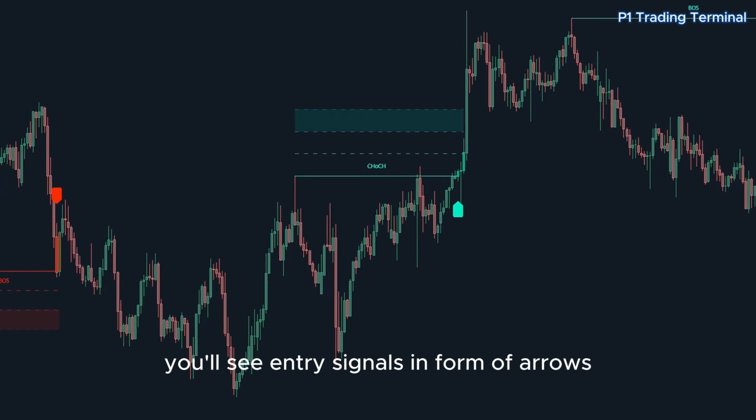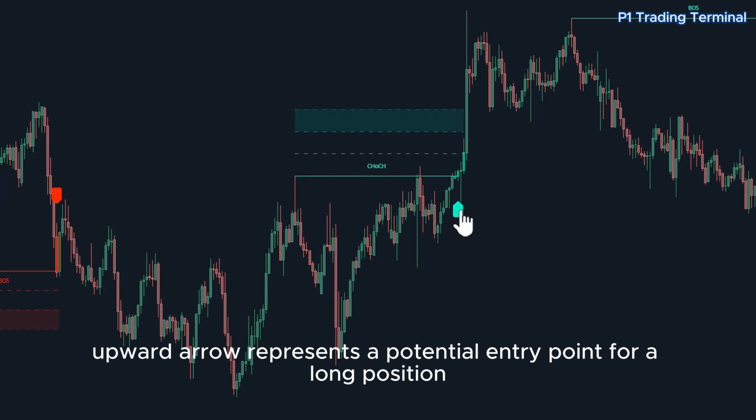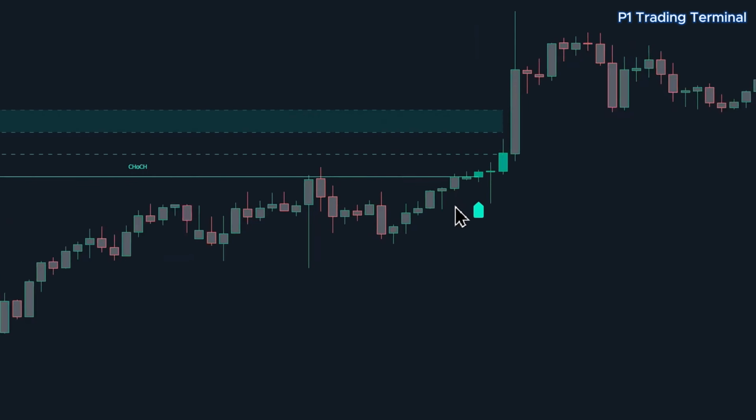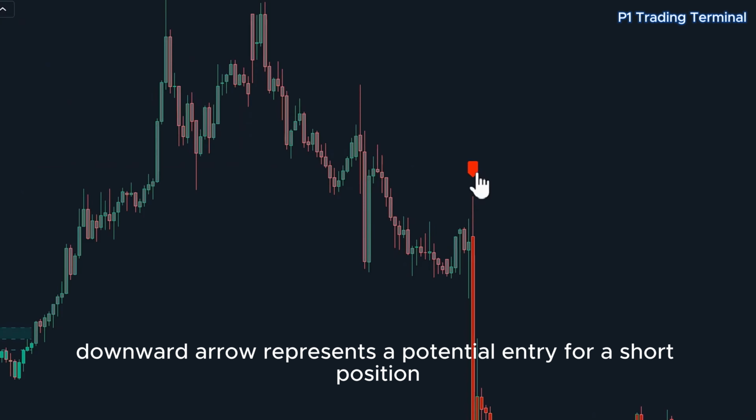Finally, you'll see entry signals in the form of arrows. A green upward arrow represents a potential entry point for a long position, while a red downward arrow represents a potential entry for a short position.